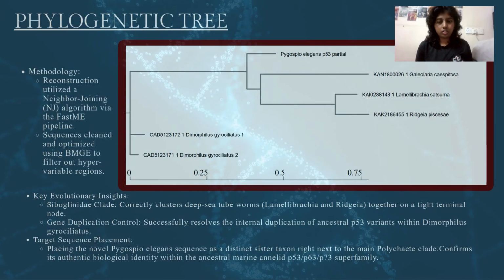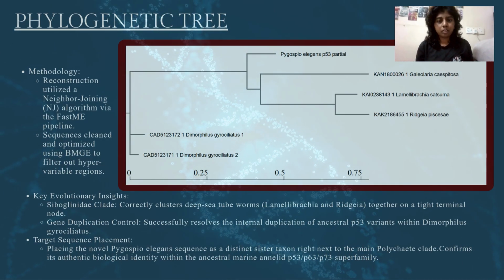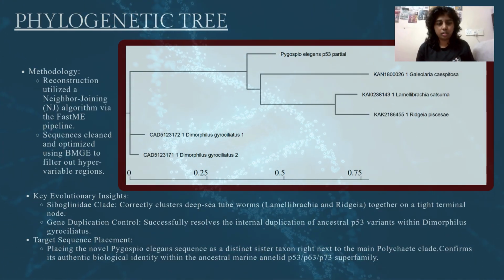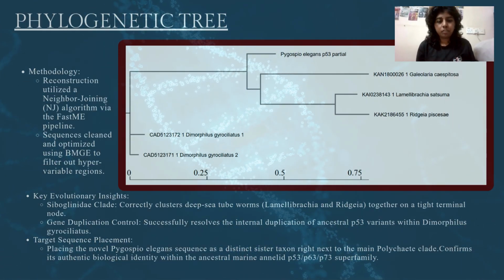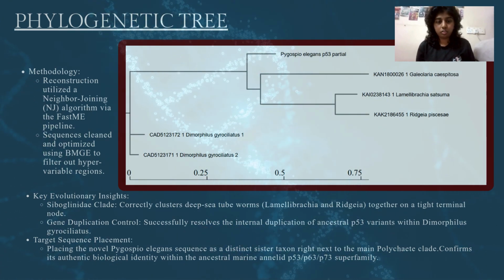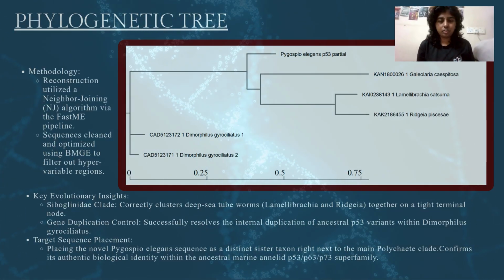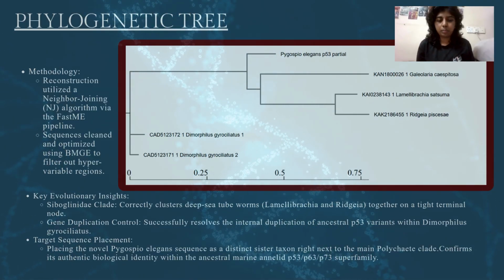So we constructed a phylogenetic tree to determine exactly where our novel Pygospio elegans sequence fit within the wider annelid lineage. So for our methodology, the multiple sequence alignment we generated earlier was used as the input, and the final phylogenetic reconstruction itself utilized a neighbor joining algorithm processed via the FastME pipeline.